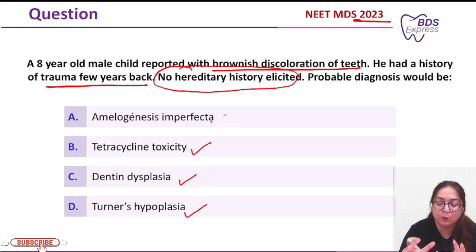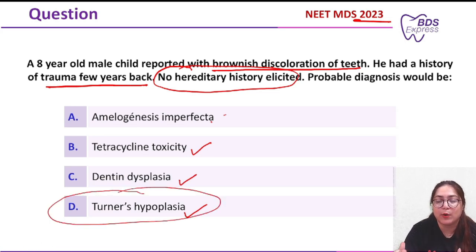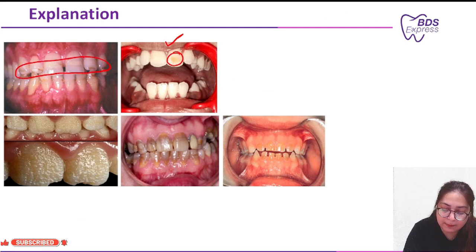Now, the condition which is given in the question, that is your Turner's hypoplasia. Now, what all are the points which favors the Turner's hypoplasia? So, first of all, discoloration, localized, history of trauma, siblings, they are normal, no hereditary history is there. So, the probable diagnosis would be Turner's hypoplasia. So, this is the Turner's hypoplasia involving the single jaw. This is the Turner's hypoplasia involving the multiple teeth.